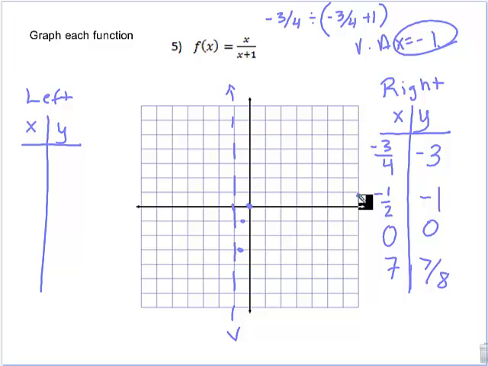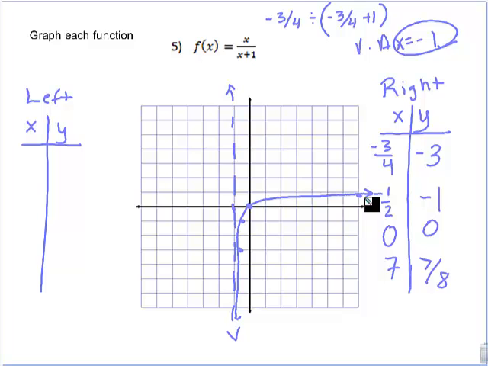Now when we go to graph this, we don't want to cross this vertical asymptote. So we're going to start down here, close to it. We're going to go up and we're going to get our points. We're going to see we're curving a little bit and go out to go through your 7/8 point there. Is that okay?